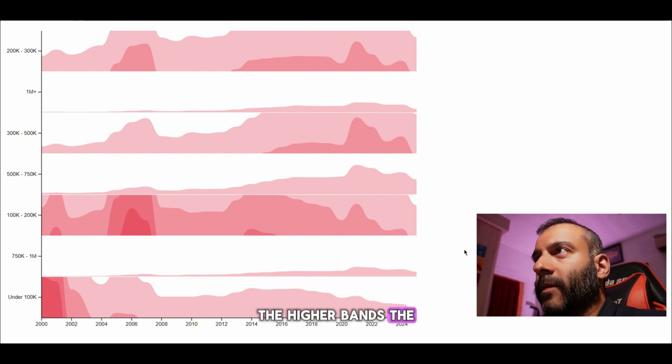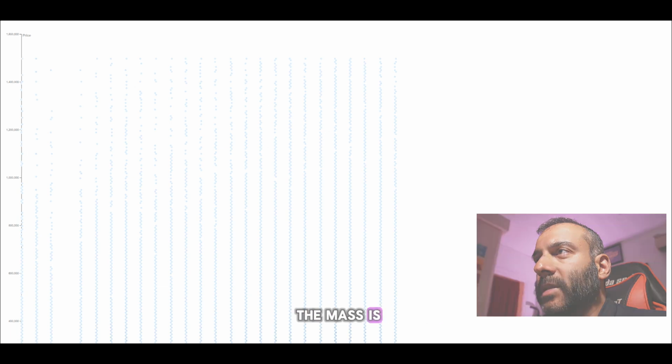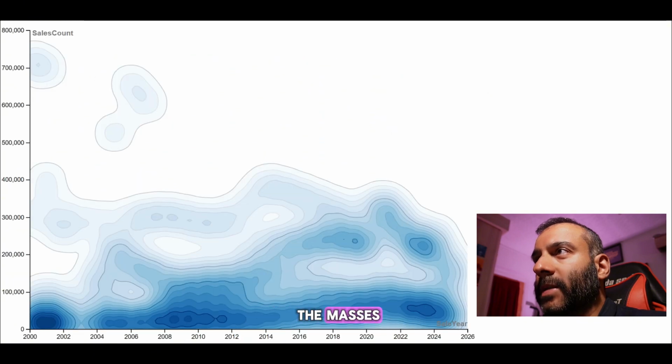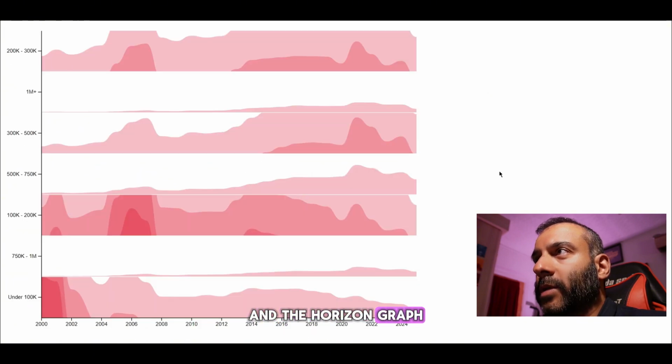The higher bands, the 500k and above, grow steadily, not explosively but consistently, meaning more people are buying at those levels. So when you combine all three views, the dot plot shows the raw speed, the contour shows where the mass is, and the horizon graph shows how the segments actually evolve. This helps you get a much clearer picture.